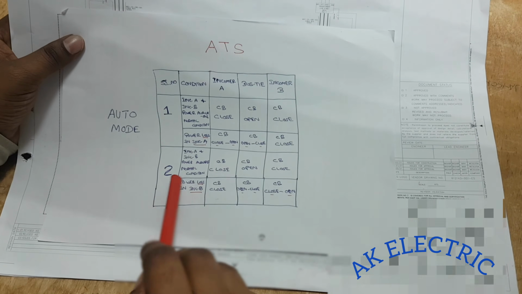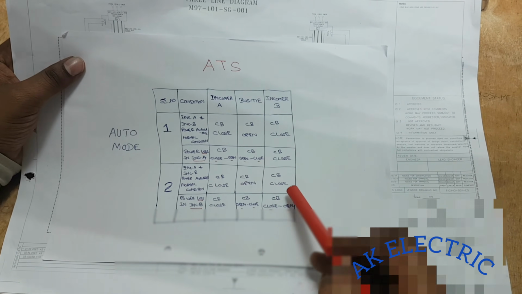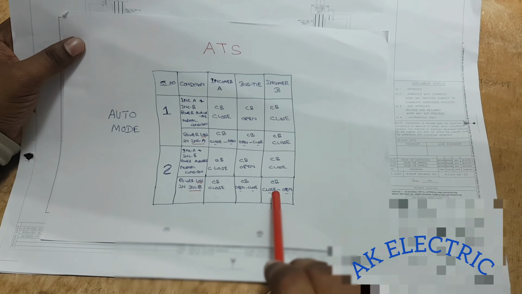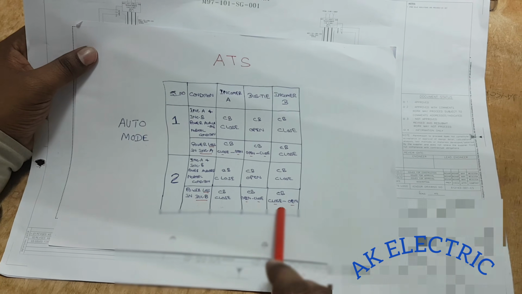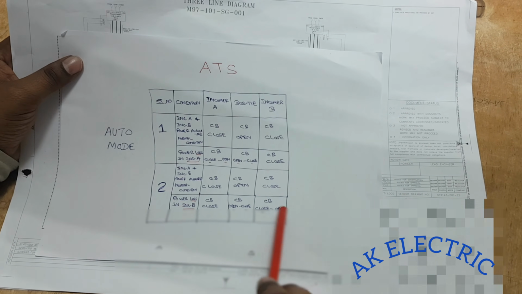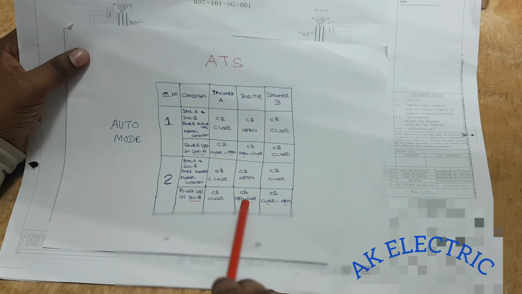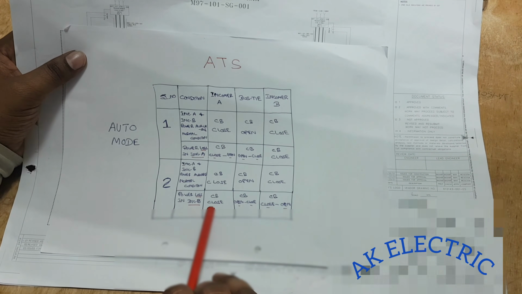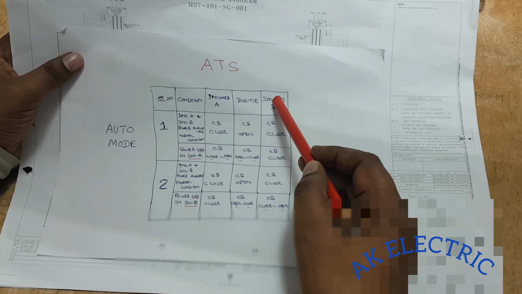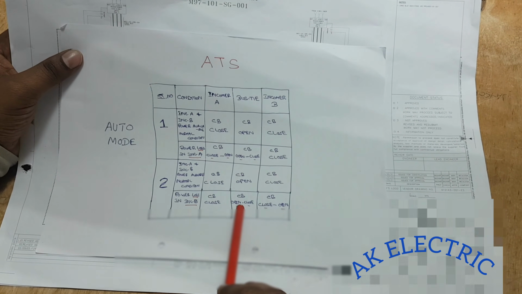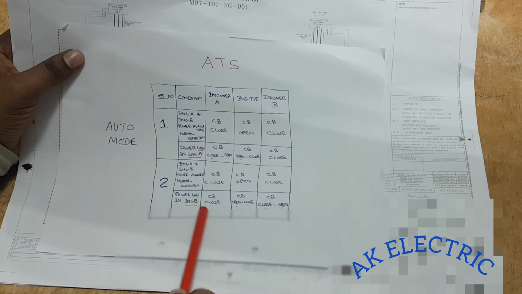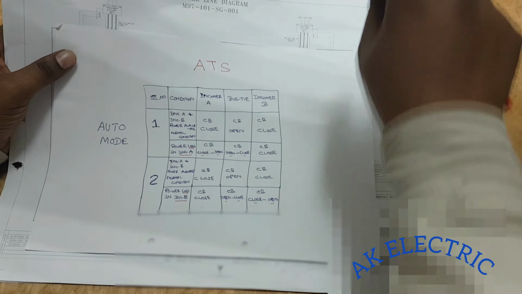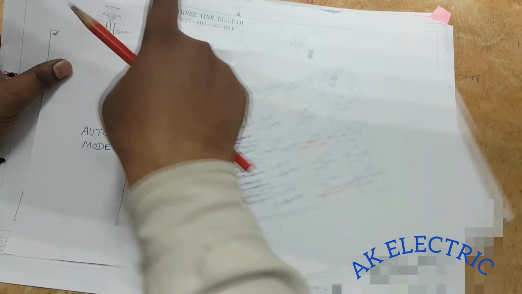Okay, same in other condition. Suppose incomer B supply cut. That time incomer B CB will go from close to open. Okay, so that time automatically tie breaker will close. As usual incomer A breaker will remain closed. So once incomer B supply is cut, this breaker will be open, so tie breaker will be closed. So incomer A power will transfer to incomer B through bus tie. Okay, this is in auto mode.